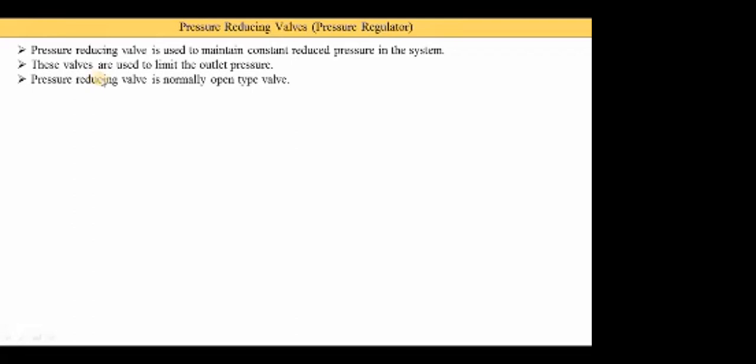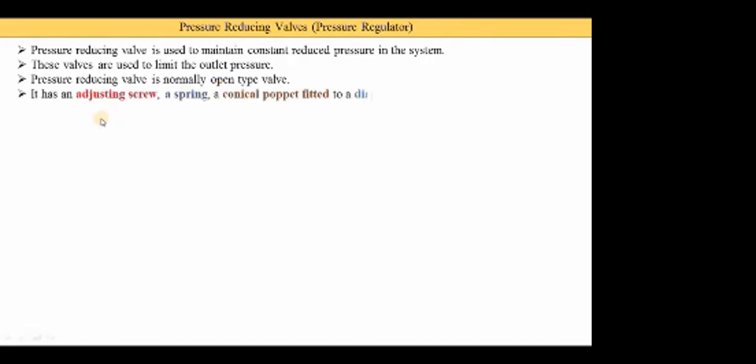The pressure reducing valve is a normally open type valve. So they are normally open, means they reduce the pressure continuously and then supply it to the system. The pressure relief valve is a normally closed type valve and they only open when the pressure increases above the preset value. But this pressure reducing valve is continuously open. Open means they are reducing the pressure and then supplying oil to the system.